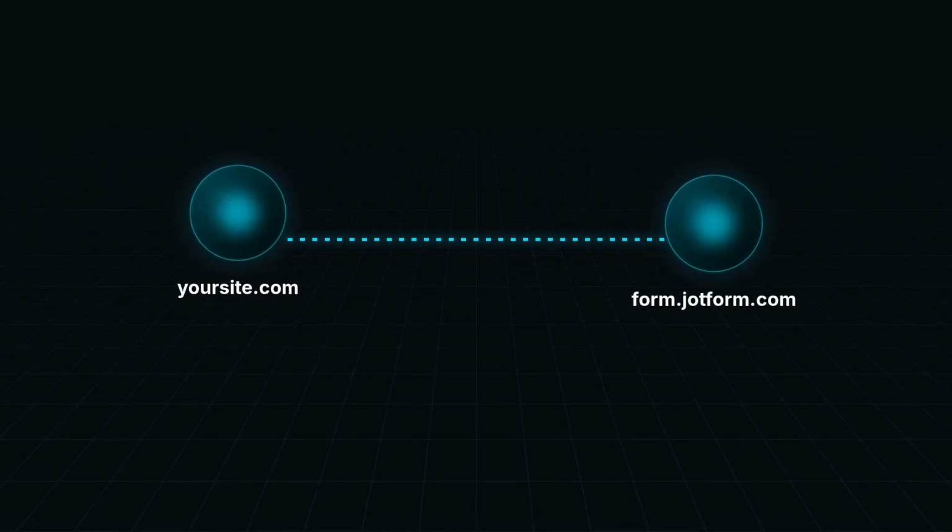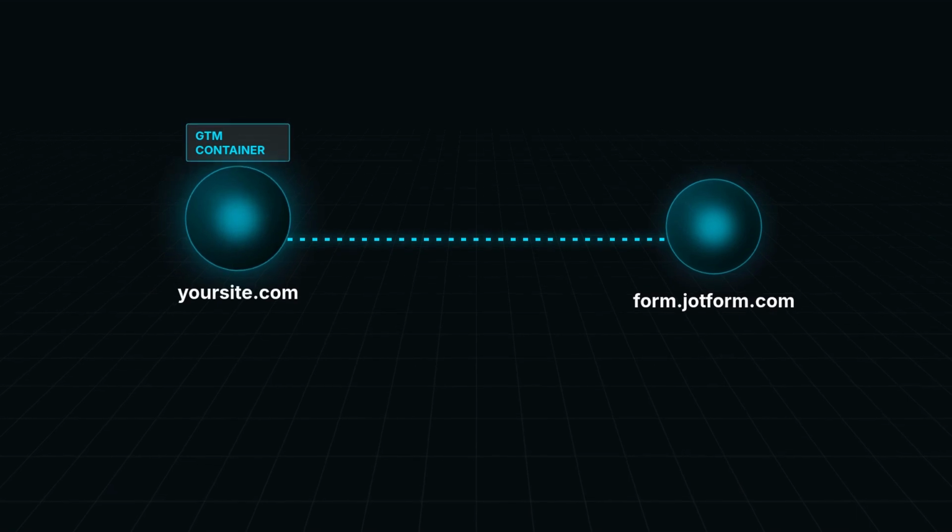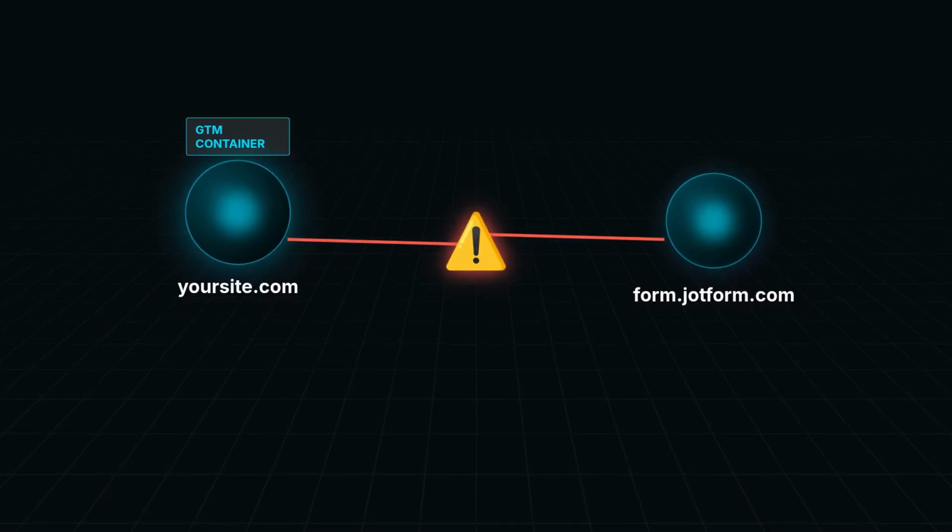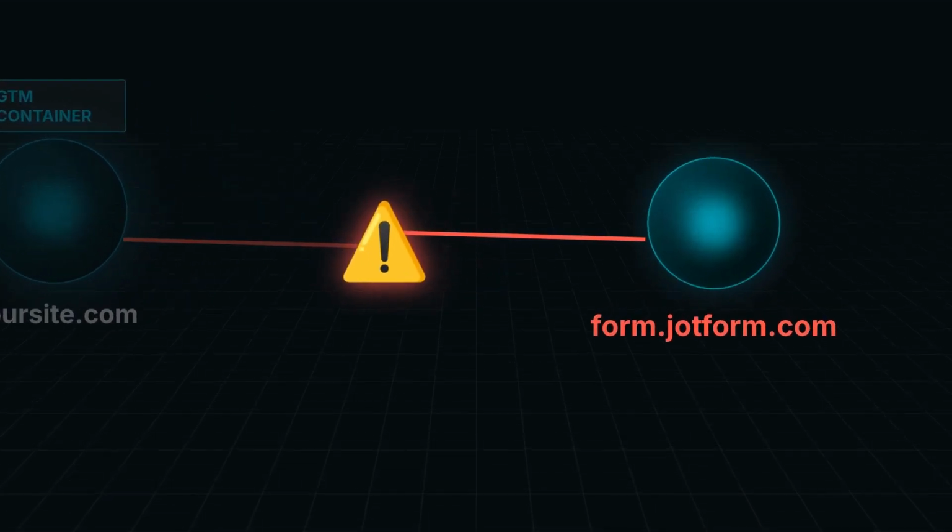Even if you use a standalone JotForm link where the form lives on a JotForm subdomain like form.jotform.com, you have the same problem. The form submission happens on JotForm's domain, not yours. Your GTM container on your site.com is not present on that page. So by default, JotForm conversions are completely invisible to your ad platforms.